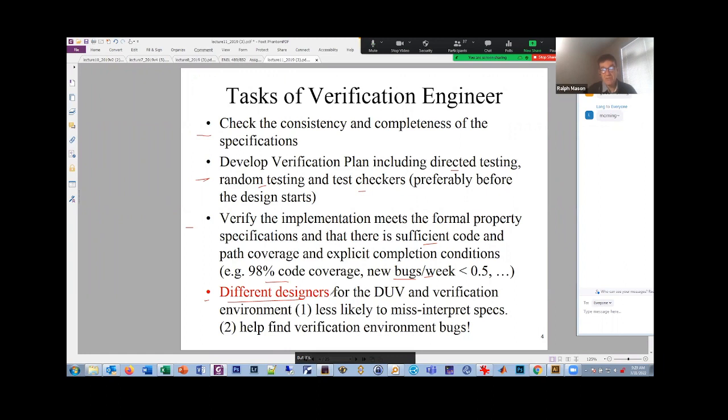But it's important that you don't try to do this all by yourself. By having different designers, you're less likely to misinterpret the specs. And here's another interesting point: it helps find verification environment bugs.